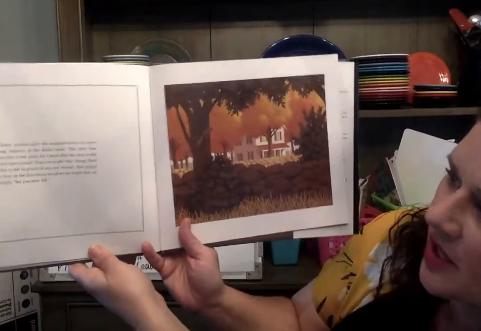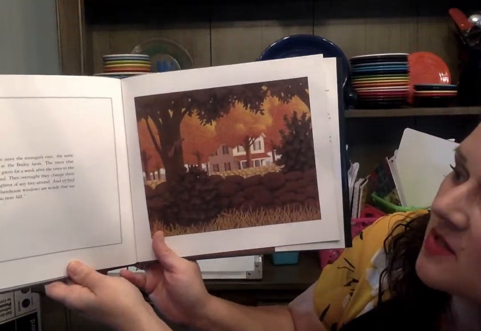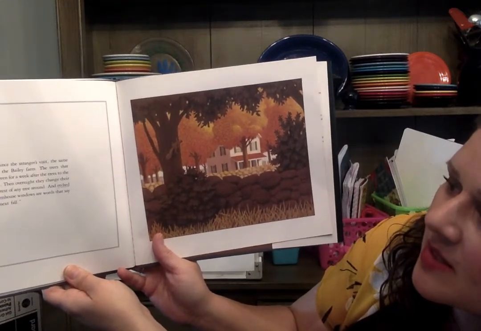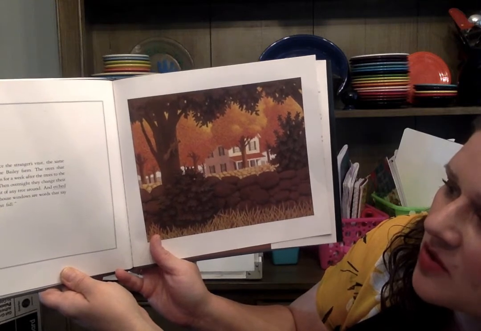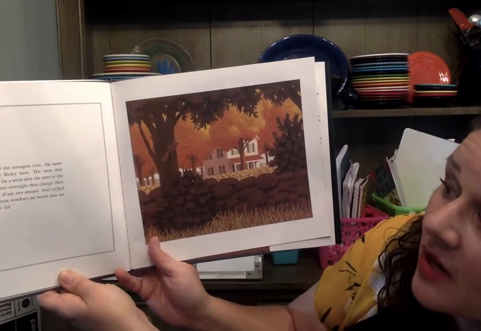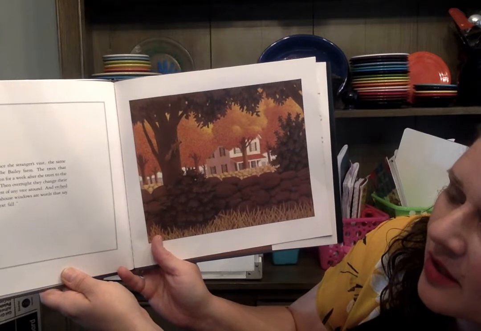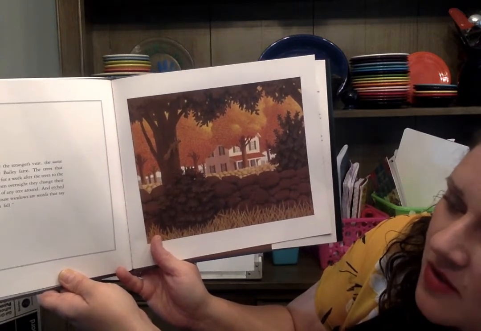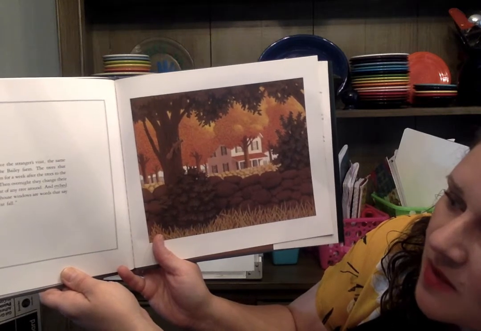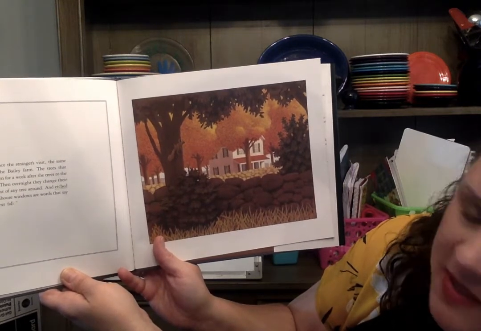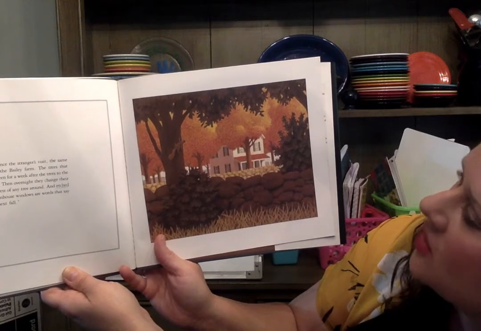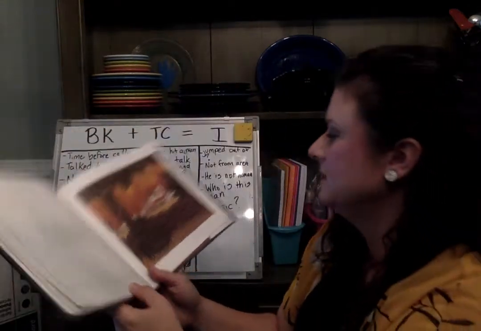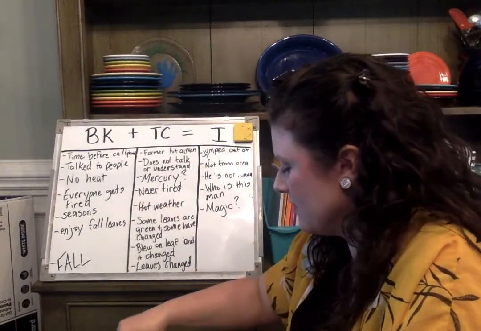Every autumn since the stranger's visit, the same thing happens at the Bailey farm. The trees that surround it stay green for weeks after the trees to the north have turned. Then overnight, they change their color to brighter than any tree around. And etched in frost on the farmhouse windows are the words that simply say, "See you next fall." Now, etched means it's kind of drawn there in frost.